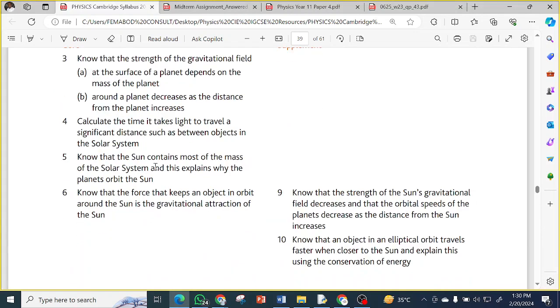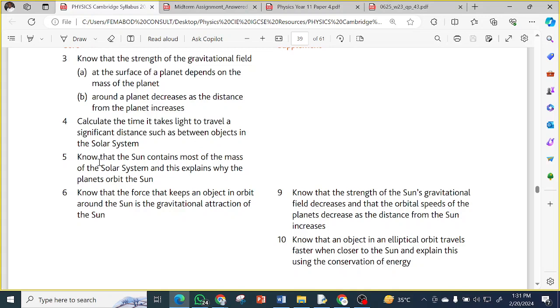They were also meant to learn how to calculate the time it takes light to travel a significant distance between solar systems. We are going to look at that subsequently. That's light years. We'll look at that in a moment. So just take note of that too. We are going to see it clearly now.